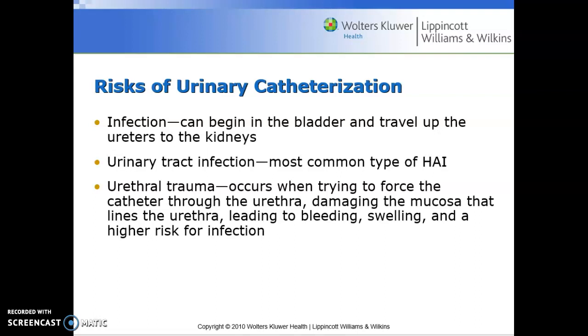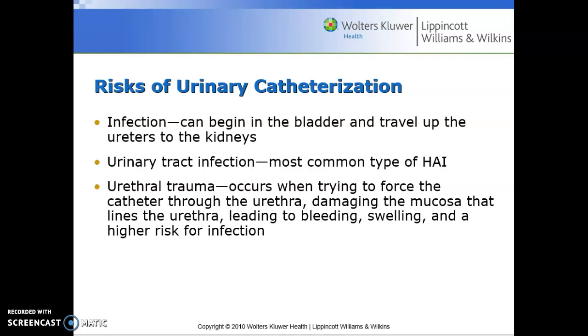If we do not use sterile technique and we're not careful when we insert a Foley catheter or a straight catheter, we could cause that patient to get an infection that would result in an HAI. We put them at risk with urinary catheterizations. They're at risk for urethral trauma. It occurs when trying to force the catheter through the urethra, damaging the mucosa that lines the urethra, leading to bleeding, swelling, and higher risk of infection.